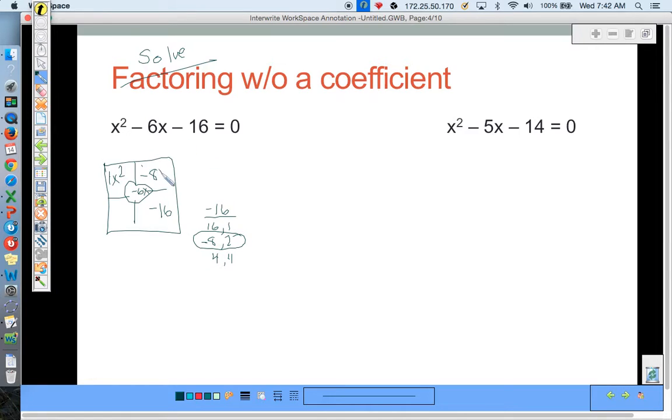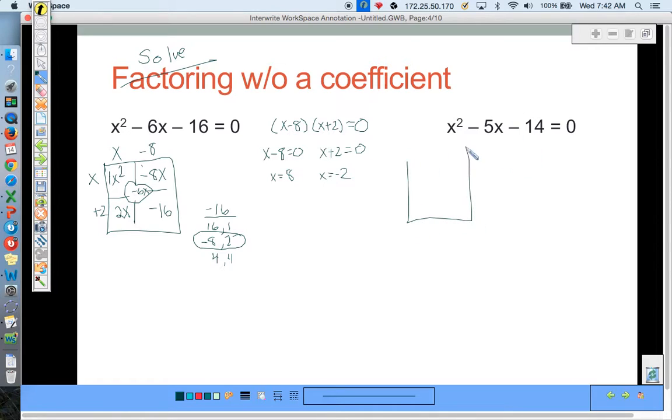So you have negative 8x and 2x. So we have x and x, minus 8, plus 2. So this factors into x minus 8 and x plus 2 equals 0. And then to solve, we said each part equal to 0. So x minus 8 equals 0, x plus 2 equals 0. So we have x equals 8 and x equals negative 2.